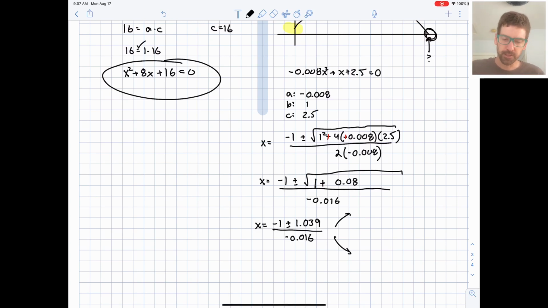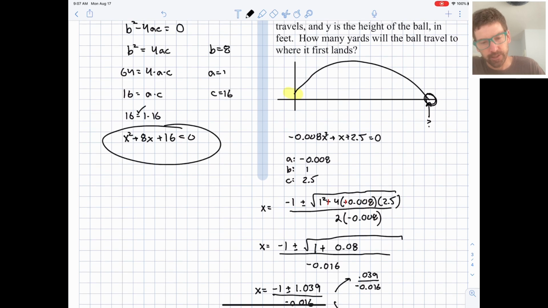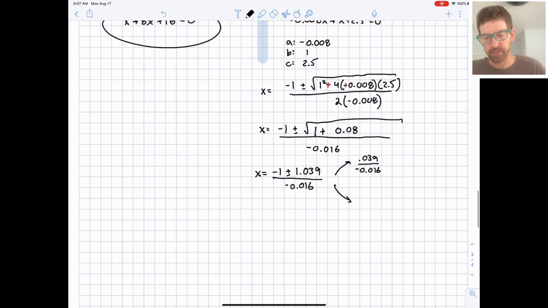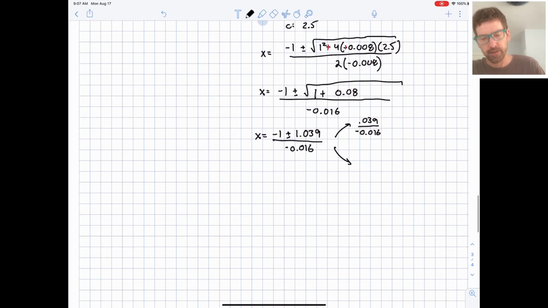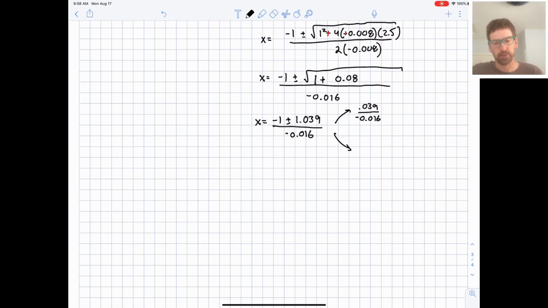Now we can do our double pathway here. Negative 1 plus 1.039 is just 0.039 over negative 0.016. I can tell that's going to be a negative number, since we have a positive divided by a negative. So I'm actually not even going to keep going with that. Looking back up at our graph, that's going to give us the solution to the left of the y-axis, and it's not what's being asked for. So I'm going to stop right there, but we can do the solution we're looking for.